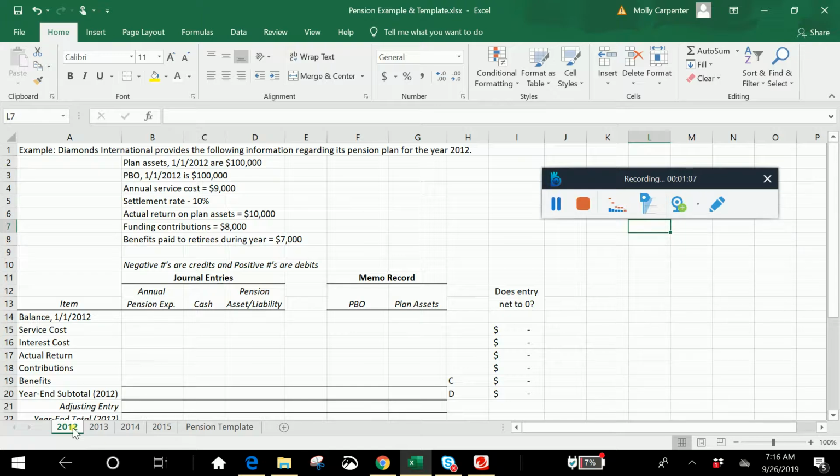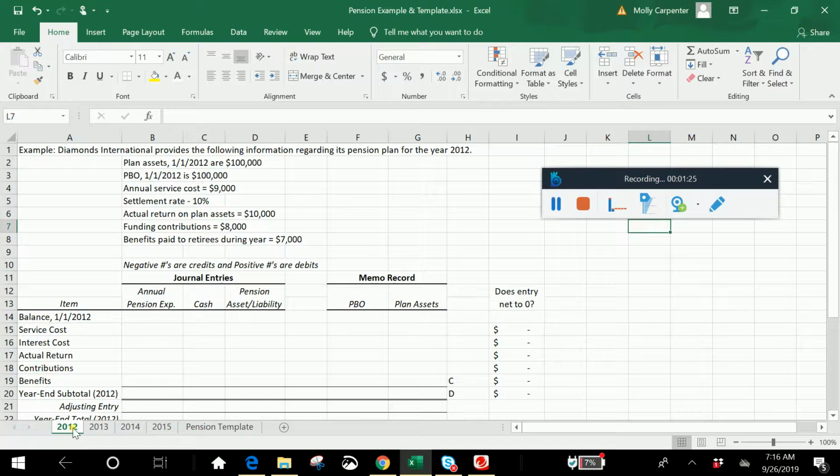Now, as we go along and we do more years of this example, that list is going to grow. But we're going to start off with a basic example and then get more complex over time. The other thing that you will notice is I have 2 sets of columns. One is for journal entries and one is for memo record.